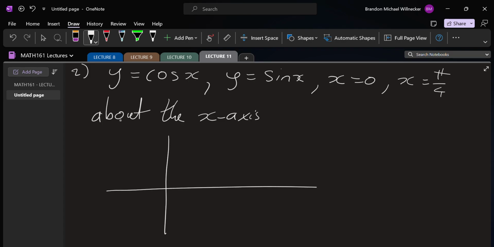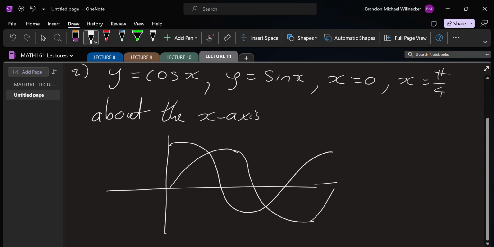Okay, so let's sketch this, see what we get. So y equals cos x, that's going to be something like that. Sin x, that's going to be something like that. Between x equals 0 and pi over 4, so that's going to be from the y-axis up to and including that first intersection point here. So you can put a dotted line there. So it's all of this here.